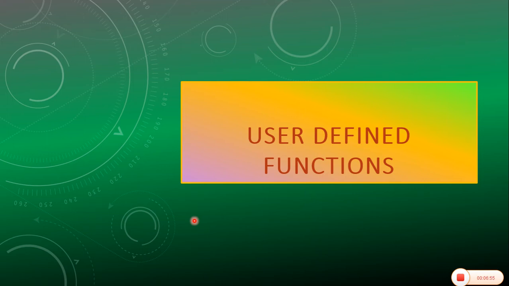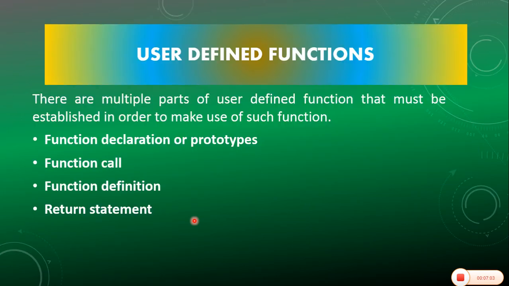Now here comes the user-defined function. User-defined functions are made by the user in order to solve some specific problems. There are multiple parts of a user-defined function. In order to establish a user-defined function, it comprises these four parts. First part is function declaration or the prototype. Second is the function call. Third is function definition, and the fourth one is the return statement. So let's see these four parts of the user-defined function one by one.